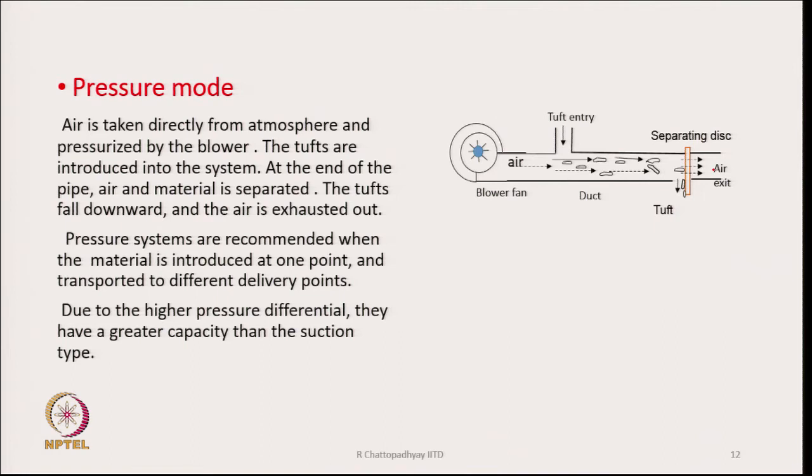Pressure systems are generally recommended when the material is introduced at one point and transported to different delivery points. That is what is recommended, and due to very high pressure differential, they have a greater capacity than the suction type. So, in some situations this pressure mode of transportation is used, but in our blow room line it is mostly suction mode of transport. But in many other industries, pressure mode can also be used.